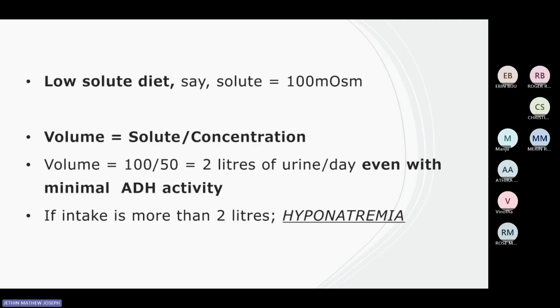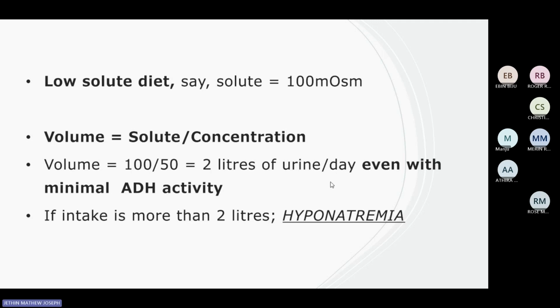Now in a low solute diet, the solute content was 700 in the previous example. Take a low solute diet, say solute is only 100. So now we'll put 100 into the formula. Solute is 100, and we are going to take the kidney at its most minimal ADH activity, the maximum amount to which the kidney can dilute the urine. So that will be 100 by 50, which will produce 2 liters of urine per day.